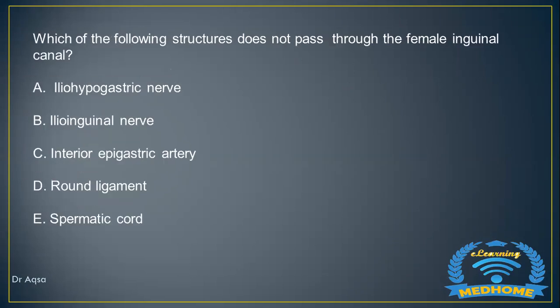So it goes for you. Which of the following structures does not pass through the female inguinal canal? Spermatic cord. It's the spermatic cord.